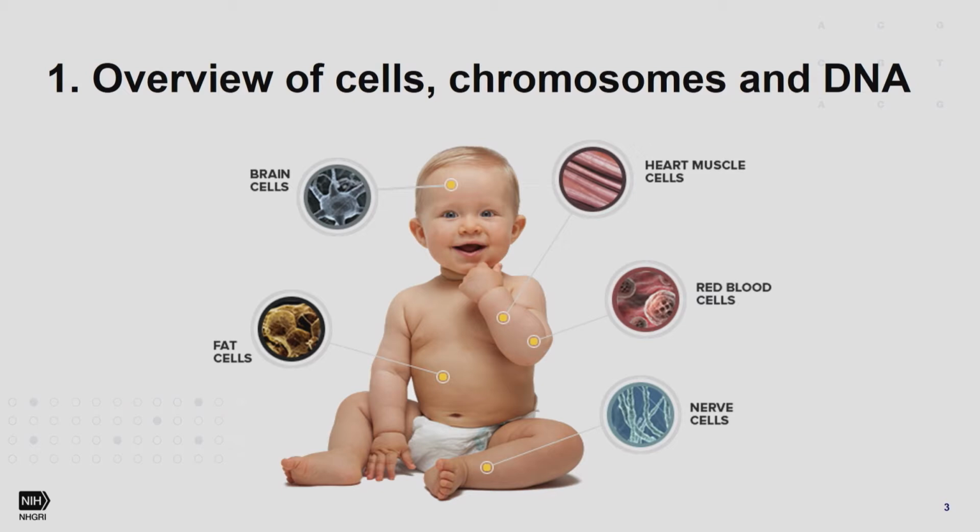Okay, so this is the human body. I think you can all recognize that. And our body consists of different small building blocks called cells. And in total, we have 200 different types of cells. So they all have different functions. And here I just show you a few of them. For example, fat cells, brain cells, heart muscle cells, or red blood cells.